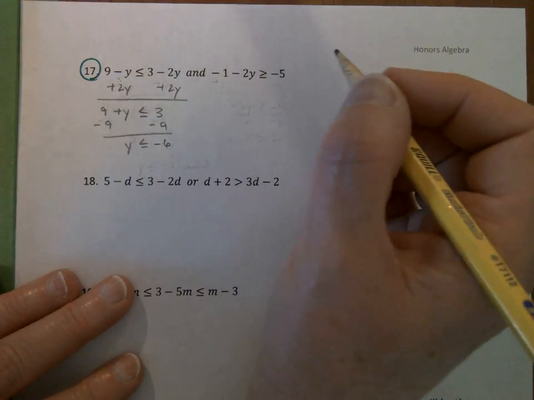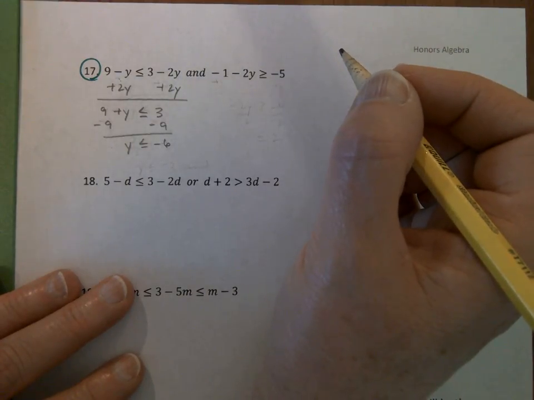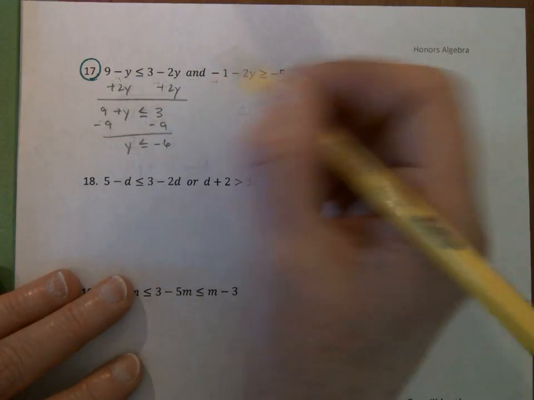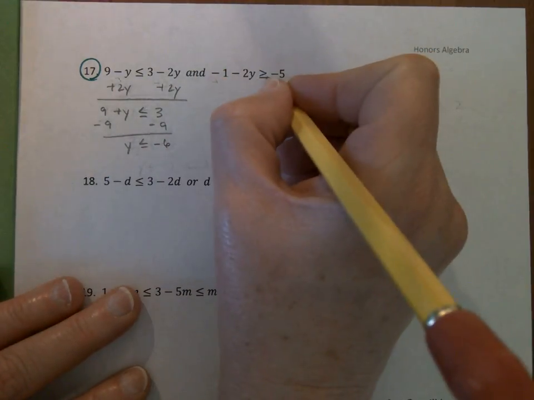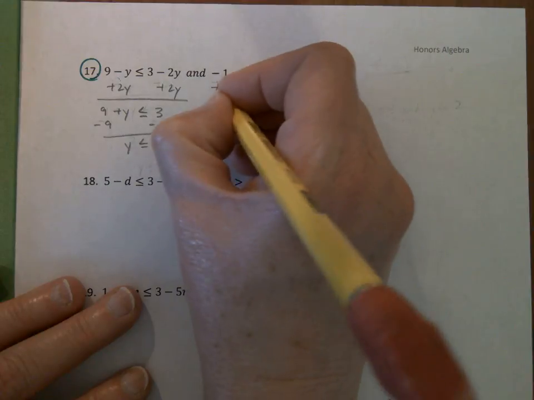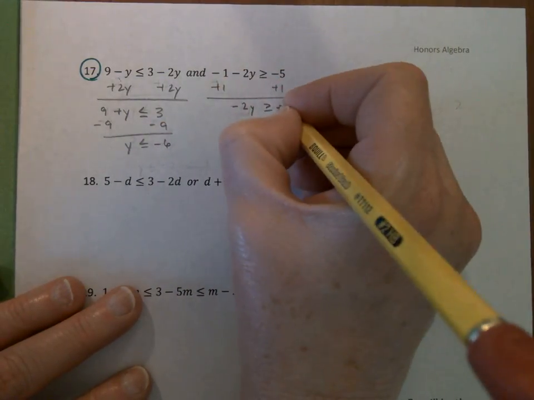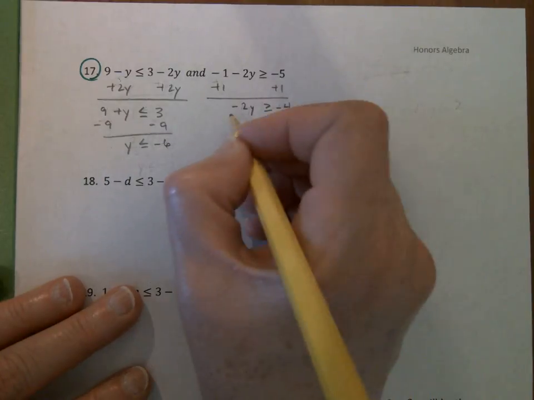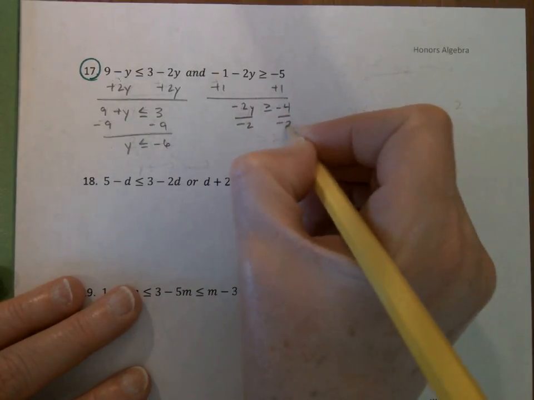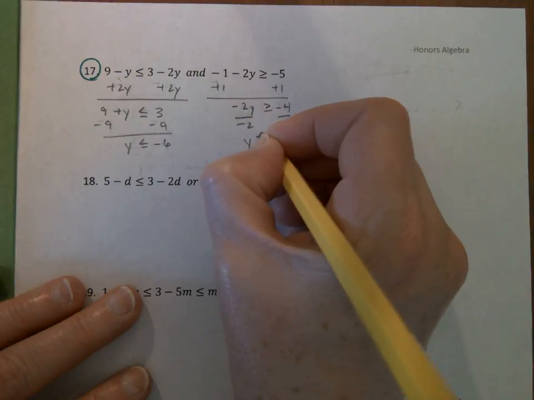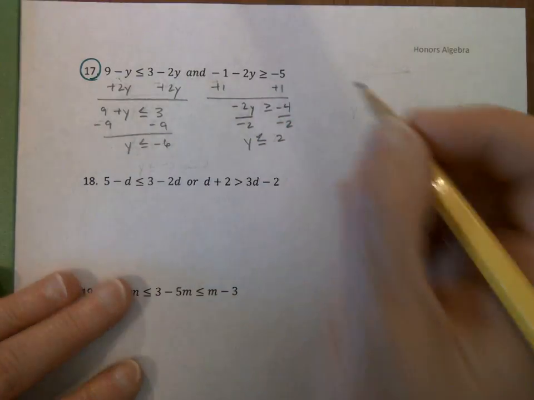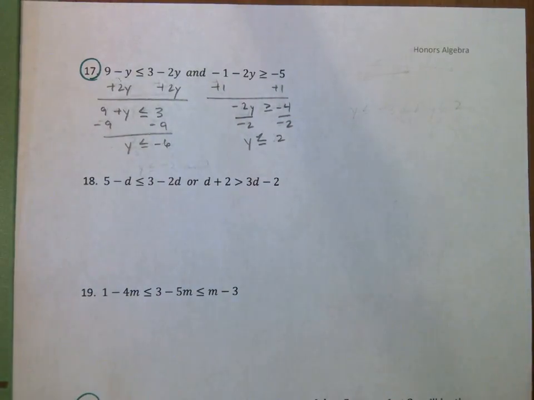Negative 6, right? Did I do that right? This is where I start to doubt myself. Okay, I think that's right. All right, here I want to have y by itself, so I'm going to add 1. I get negative 2y is greater than or equal to negative 4. Divide everything by negative 2, so I'm going to end up having to flip my inequality again. So y is less than or equal to negative 6, and y is less than or equal to 2.